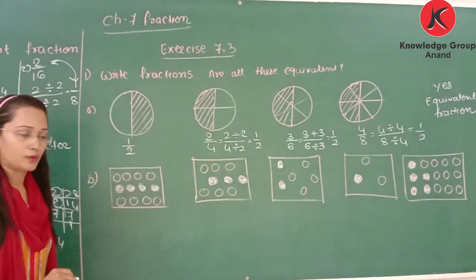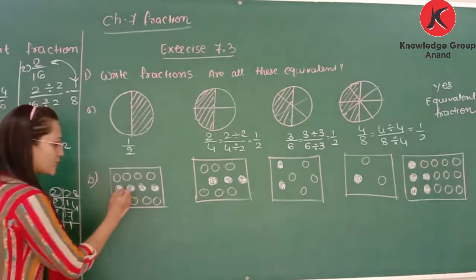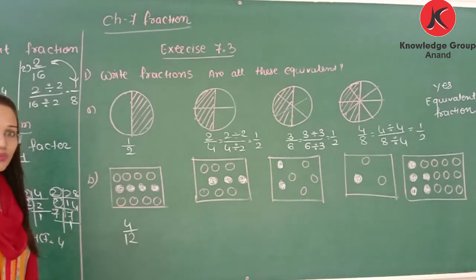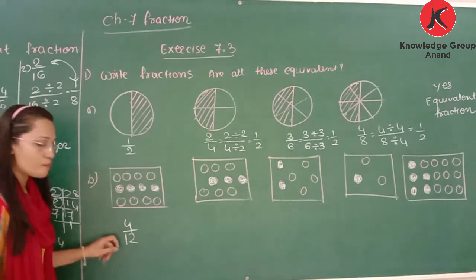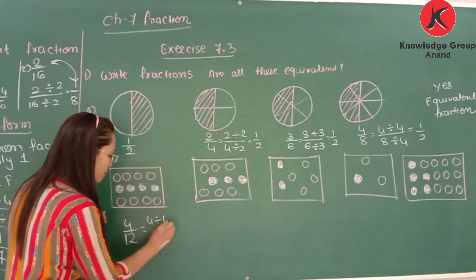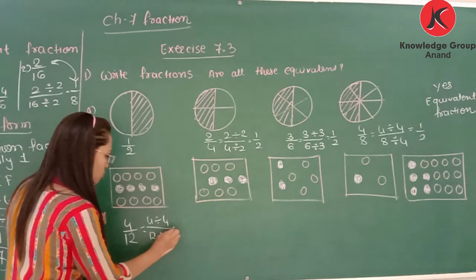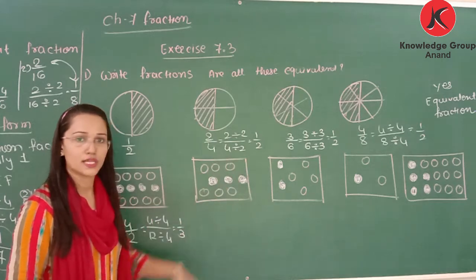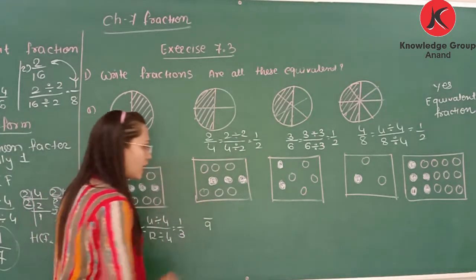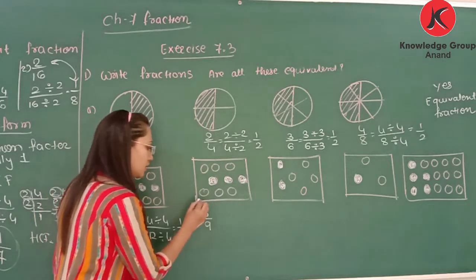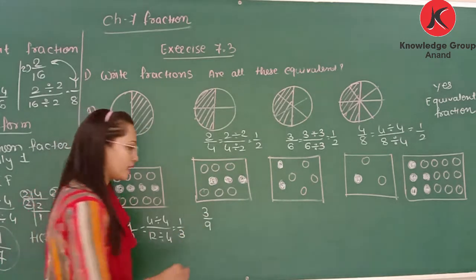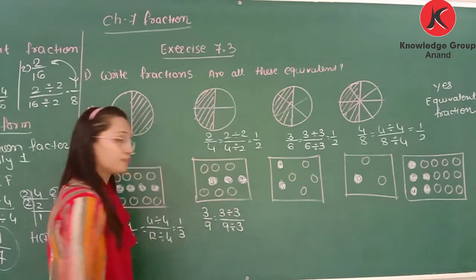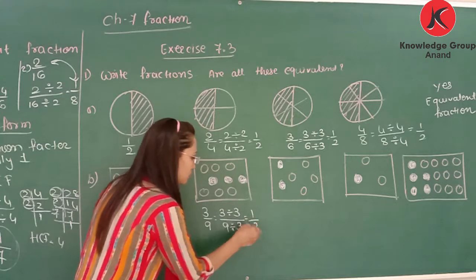Now for the next. Here, for the first figure, how many circles are there? Total 12 circles. From that, how many are shaded? You can see 4 circles are shaded. So we can write 12 as denominator with numerator 4. Now we can convert it into simplest form. Each number is divided by 4, so we get 1 by 3. Now for the next, how many total circles? You can see it is 9 circles. From that, how many are shaded? 3. Each numerator and denominator is divided by 3. So we write 3 divided by 3, 9 divided by 3, so here 1 by 3.